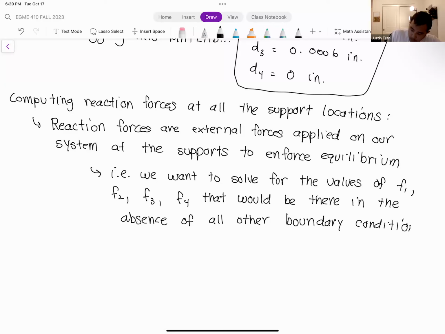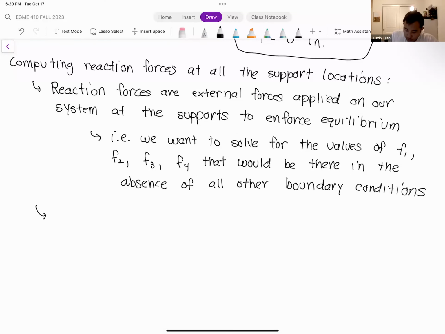In other words, we want to solve for the values for F1, F2, F3, and F4. In this case, we have four nodes, and so we have F1 through F4 that would be there in the absence of all the other boundary conditions. So this is before we apply any of the other boundary conditions.